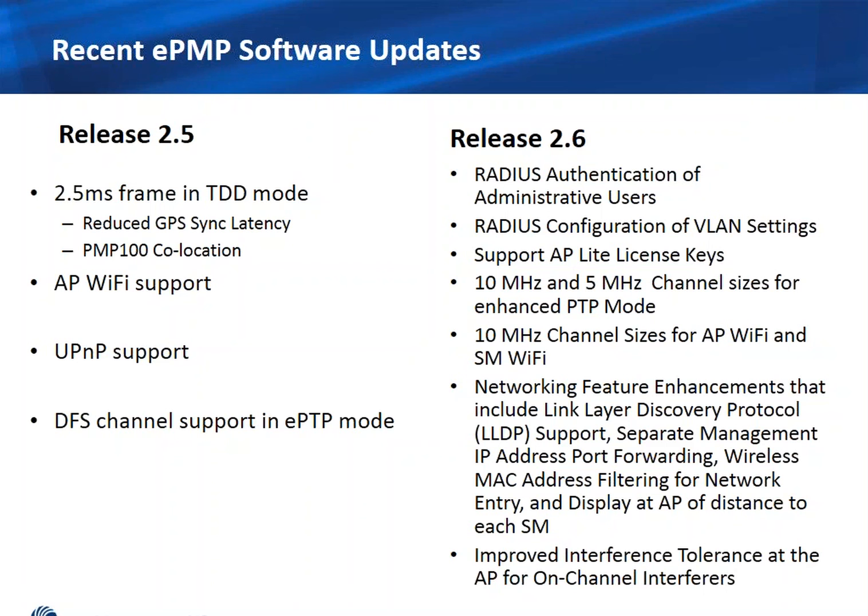Then we introduced a set of networking features that many people were looking for that include link layer discovery protocol, separate management IP address, port forwarding, wireless MAC address filtering for network entry, and then display at the AP of distance to each SM. And finally, we've improved our algorithms in the rate adapt area to make them even more tolerant of interference for on-channel interferers. And so this is something that you'll see as we update the software. We always try to work in some enhancement that makes the solution even more robust and reliable.